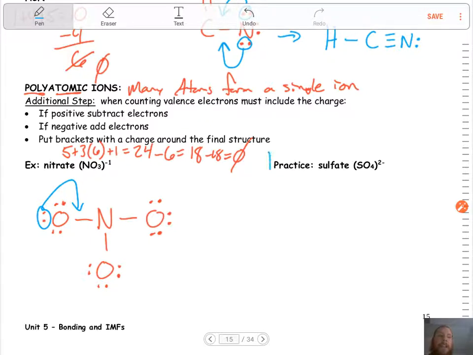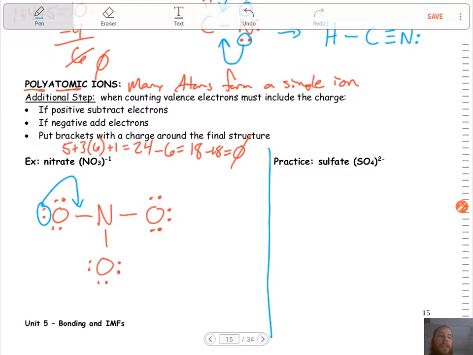Now I realize there's not a lot of space here with this other practice example. So if you want to write it all out on a separate sheet of paper, that's totally fine. Or squeeze it in, that's up to you. So this is going to look something like this. Nitrogen in the middle, this oxygen's all going to be the same. This guy now is going to have a double bond over here.